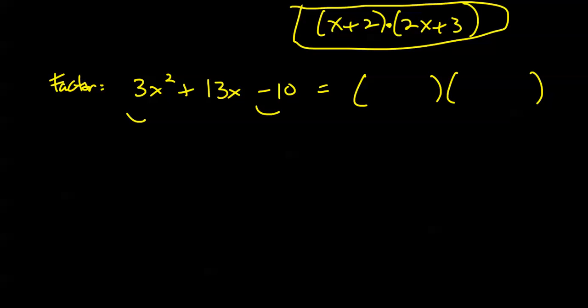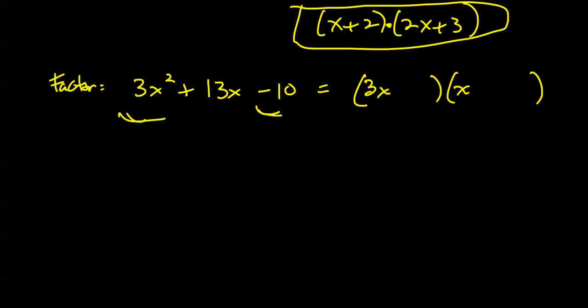That means one sign is going to be positive, one's going to be negative. Before I deal with the signs, let me break down the first product. 3x squared can only be broken down as 3x times x because 3 is prime.